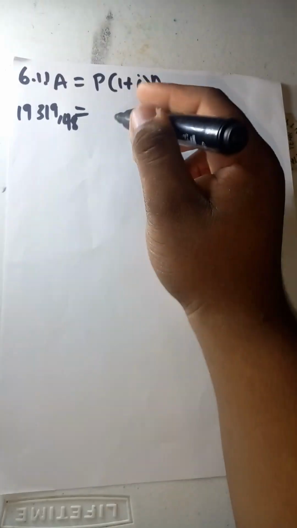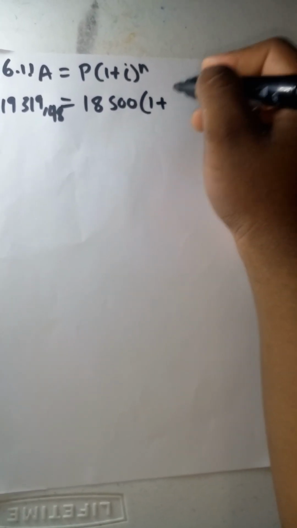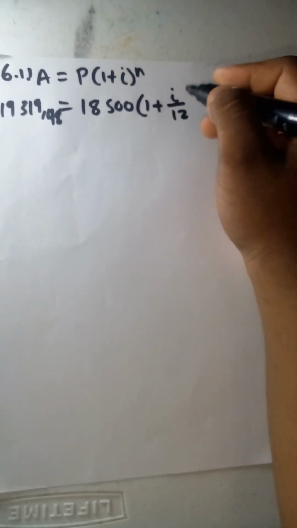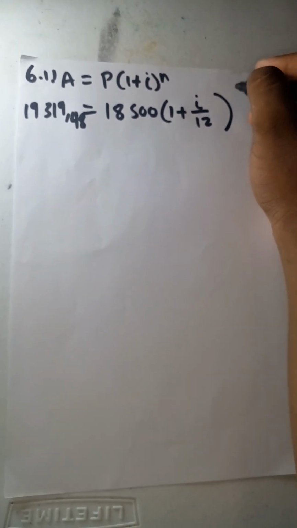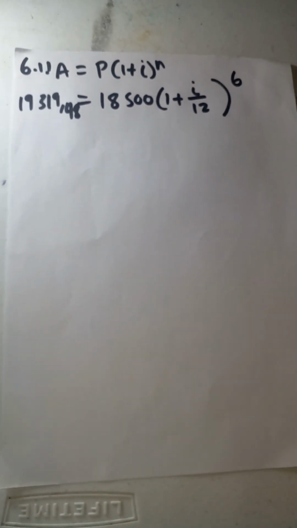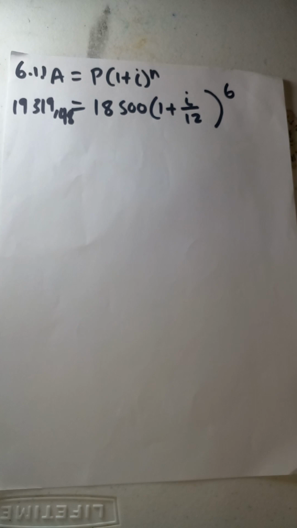The value of A was 19,319.48. This is the final amount, which is equal to the value of P, the one that he deposited, 18,500, times (1 plus i over 12), because it was compounded monthly, to the power of 6. You know the drill. I once told you that if you are given months, know that it is already compounded. But if you are given years, that's when you must say the number of years times the compounding factor.